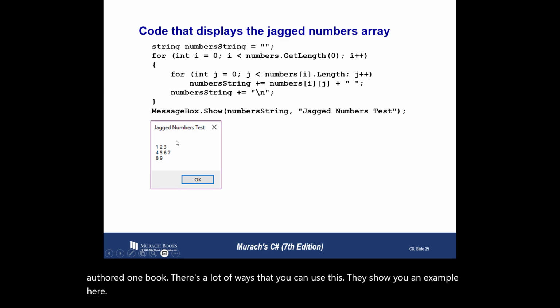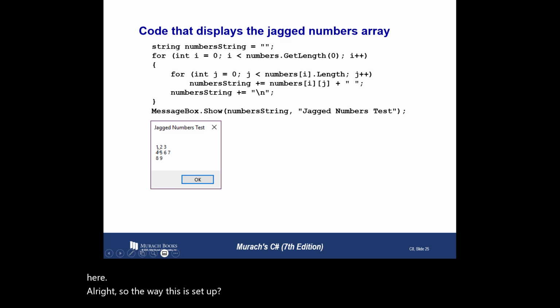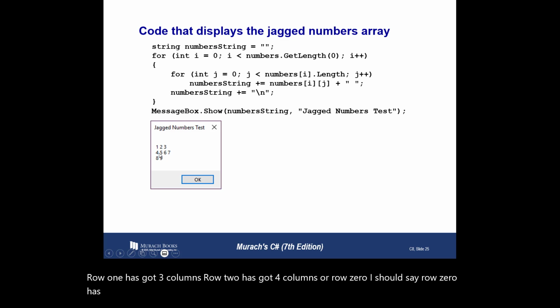All right, so the way this is set up, row 0 has 2 columns, 0, 1, 2. Row 1 has 3 columns, 4, 5, 6, 7, 0, 1, 2, 3, and etc. You hopefully get the idea.